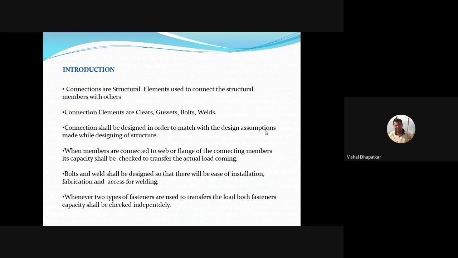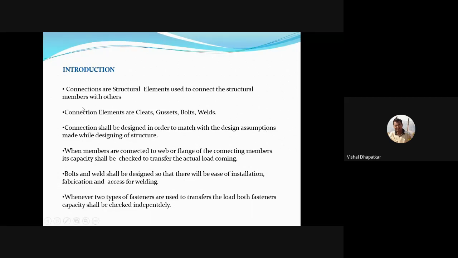So what are these connection elements typically? Those are cleat angles, gusset, bolts, and welds. All these four will make two members join each other. So with the help of these elements, we can join any two members in any plane or in any direction.